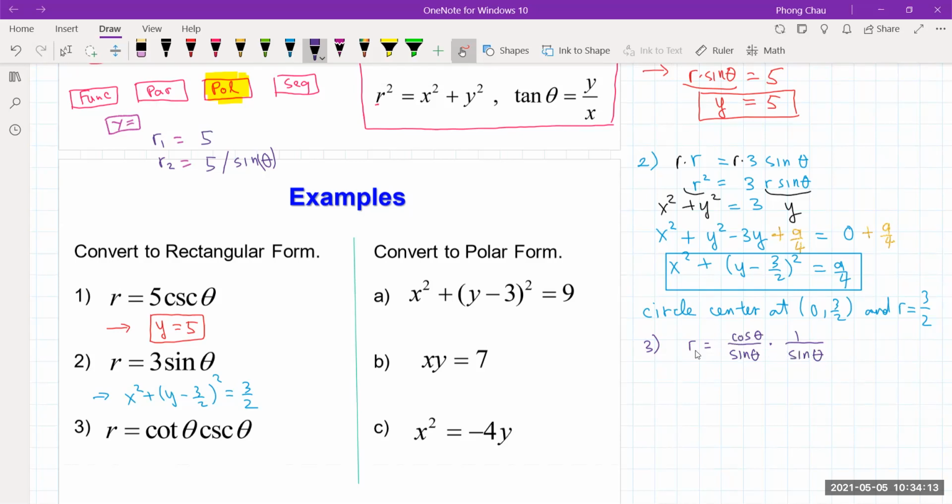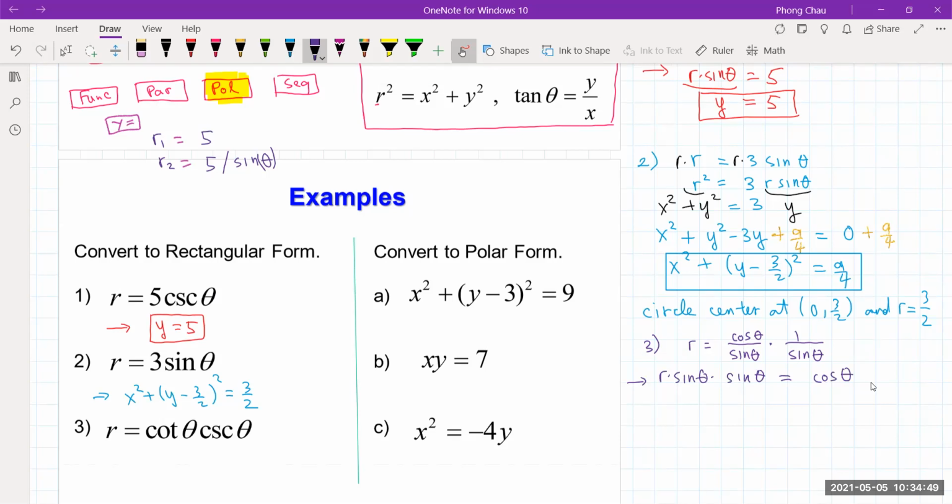The next step is to rewrite it by getting rid of denominators. You multiply both sides by sine times sine. If you multiply sine on both sides, you're going to have r times sine theta times sine theta on one side, equal to, then cancel the two sines, you're left with cosine of theta times 1.